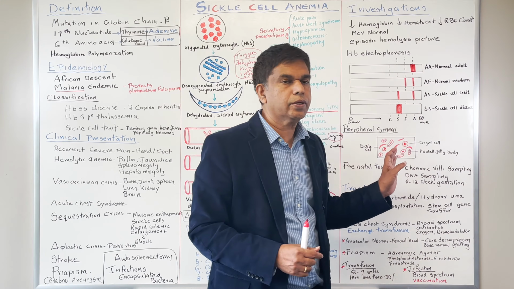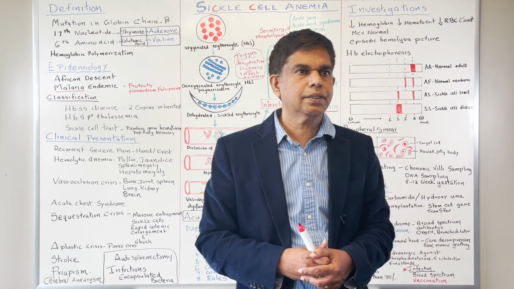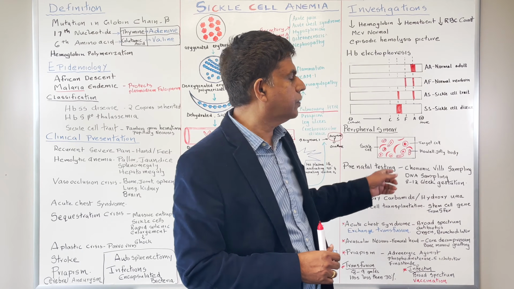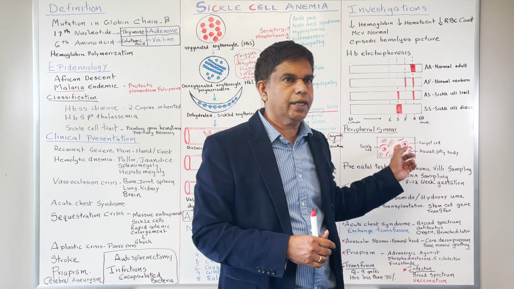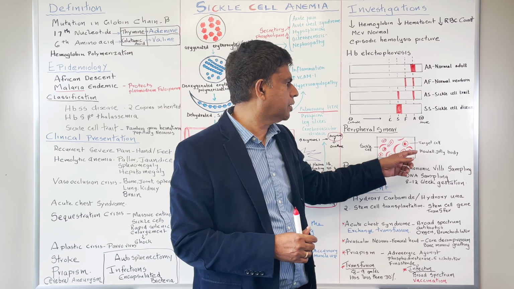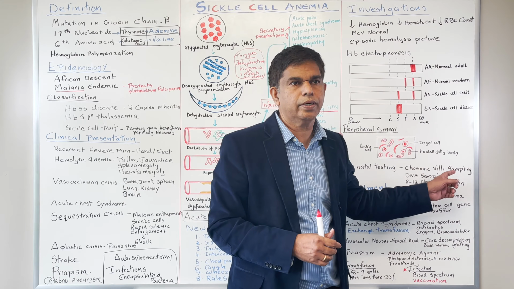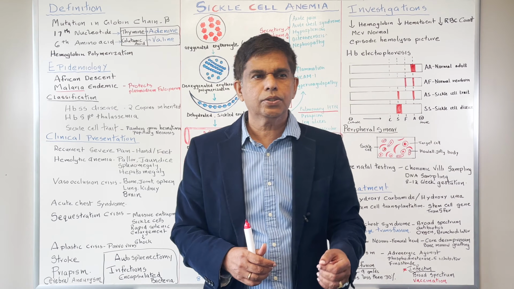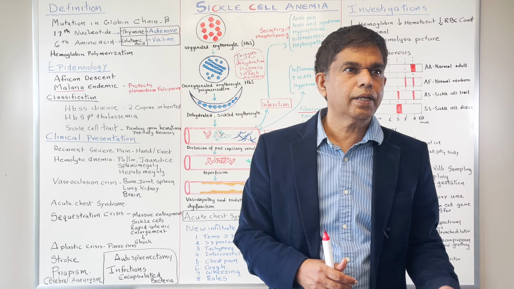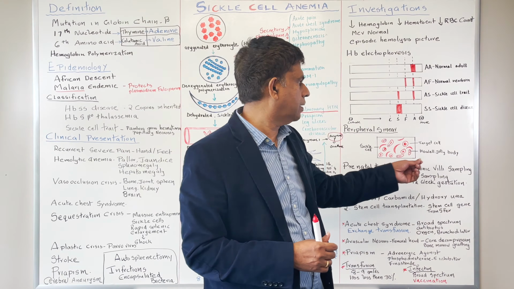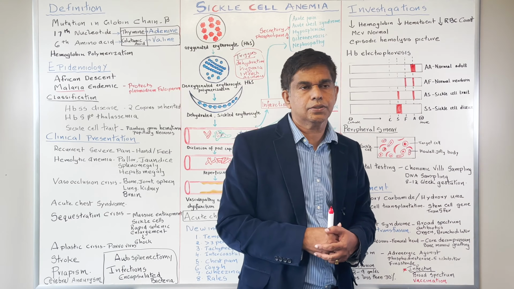Okay, so now let's look at the peripheral smear. What will be the classic finding in the peripheral smear? Of course, the sickling, right? Sickle shape, and then you can see it in the peripheral smear. You can also have Howell-Jolly bodies, which are remnants of the nucleus in red cells, and that's what a Howell-Jolly body is. You can also see target cells.